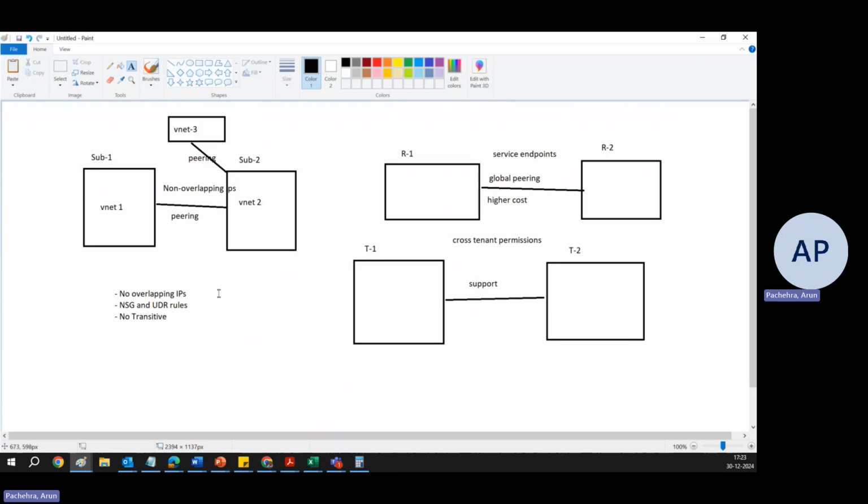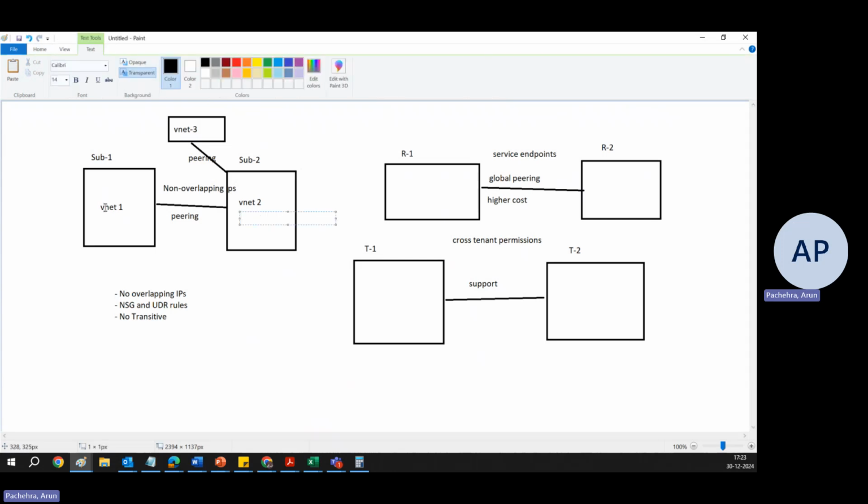If it can, then it would be transitive. If it cannot, then it would be non-transitive. So peering is non-transitive. If VNet 1 and VNet 3 are not explicitly paired, they cannot talk to each other, unless there is some kind of service like an NVA in place which will read the traffic and allow it to go there. Only then can it be done, right? So it's no transitive routing.